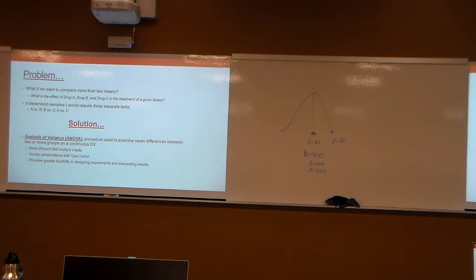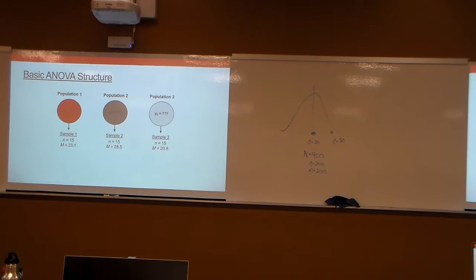Okay, so our ANOVA procedures are nice in that they're kind of more efficient. You sort of get it all in one shot, and we avoid complications with type 1 error by not just running a bunch of tests over and over. But really, where the strength of this is, it gives us more flexibility in designing experiments, right? So that not everything has to fall back on a 1,000 different pairwise tests. So it gives us a little bit more ability to be creative in how we're going about testing our hypotheses.